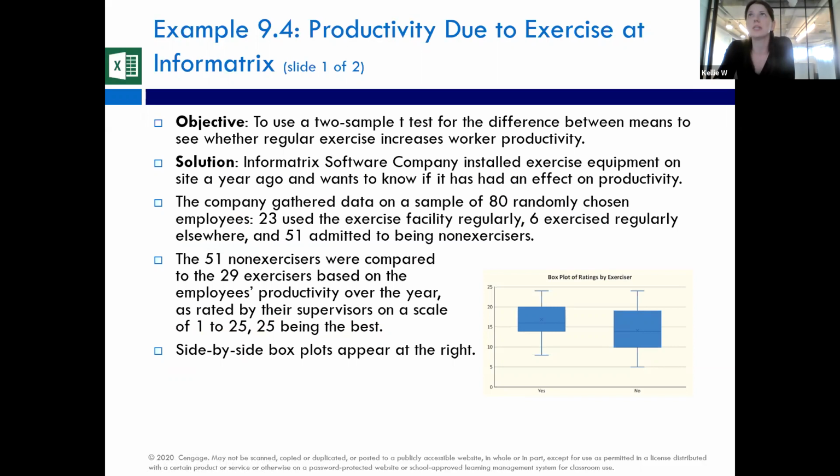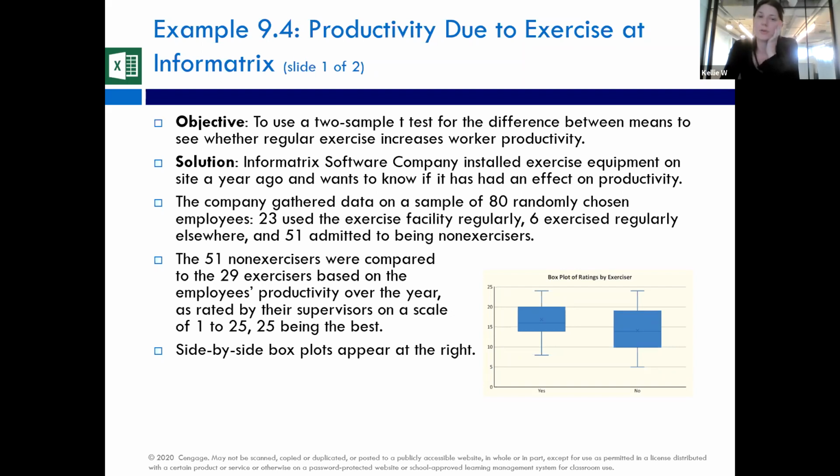Okay, so let's use a two-sample t-test to test for the difference between means between worker productivity of workers who exercise and workers who don't. So this company installed exercise equipment on site, and they want to know if it's making their employees more productive. So they gathered information from 80 employees. 23 use the facility regularly, 6 exercise elsewhere regularly, and then 51 don't exercise at all. So we're comparing 51 non-exercisers to 29 exercisers, and their supervisors rated their productivity on a scale of 1 to 25.